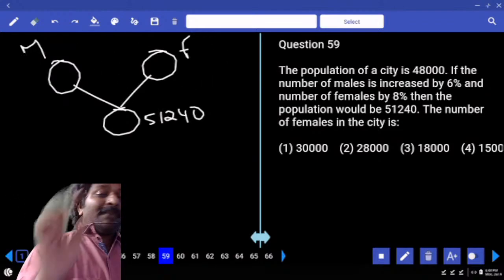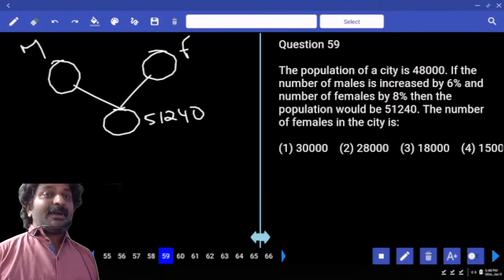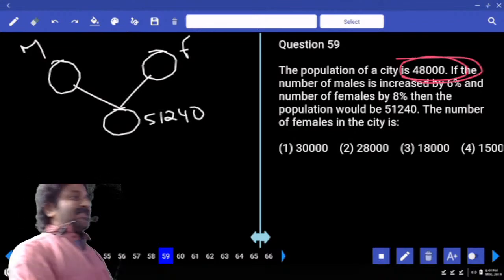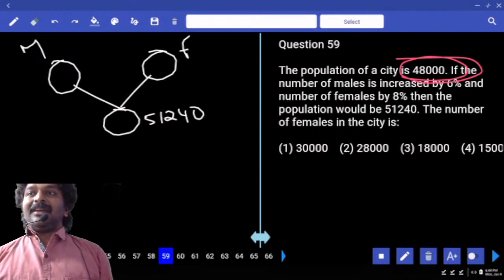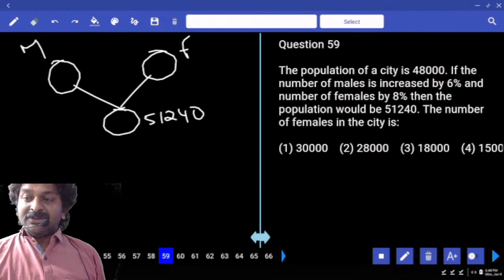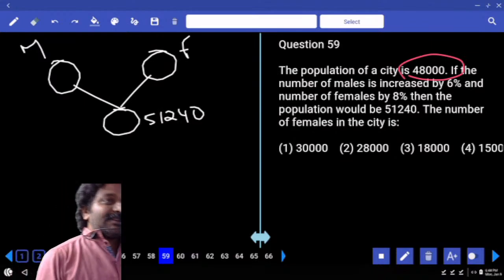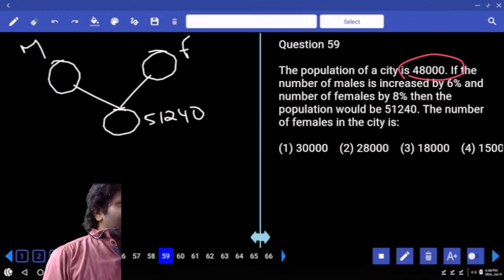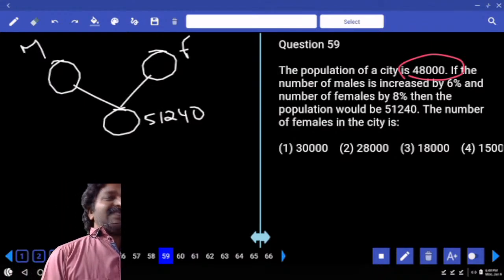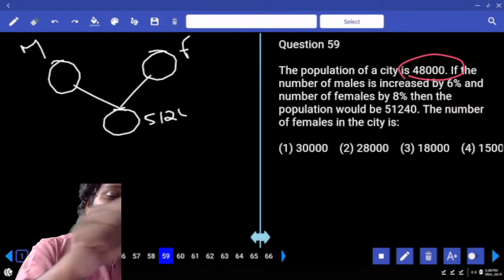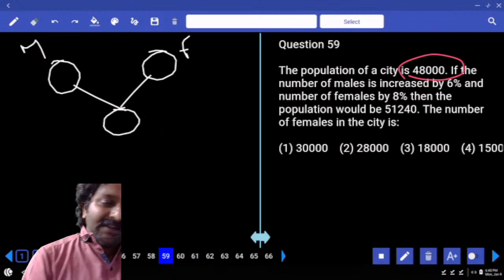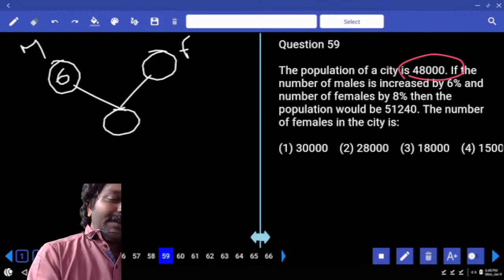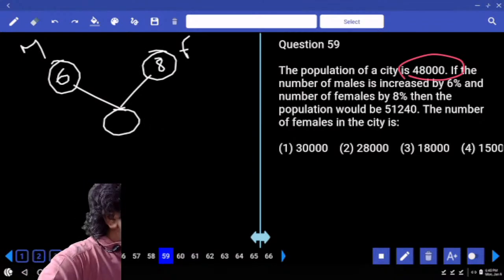If they are all male, the male population increases by 6%. You need to increase this number by 6%. If they are all female, they increase by 8%. So you need to increase this number by 8% and then write the number. Taking larger numbers increases our risk factor. So I would like to take numbers in percentage, 6 and then 8.